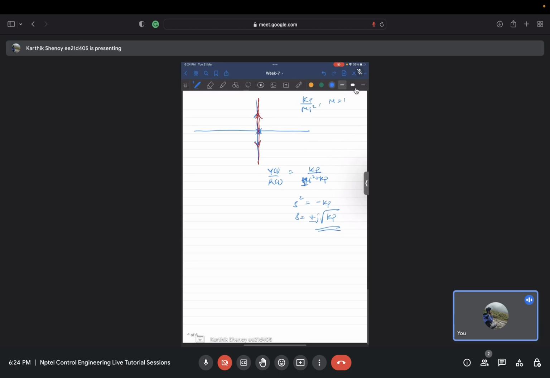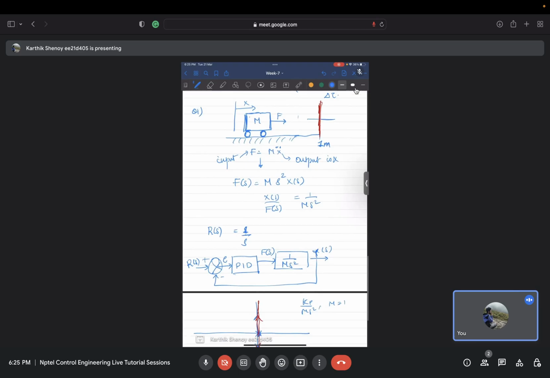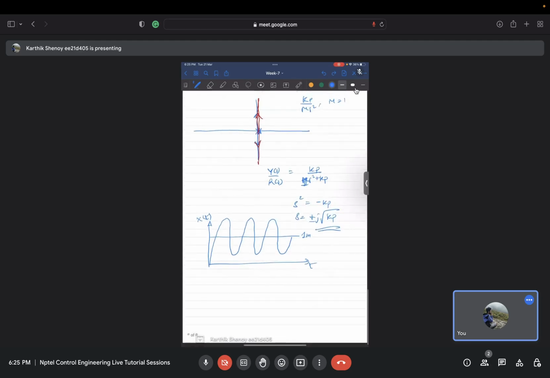So if I command it to a step input of 1 meter, x of t, what will I get? I will get something like this. It will keep oscillating, okay. That's not what we want basically, because it will keep going here, coming back, going here, coming back. That's what is going to happen. I'll show you the animation later on which I made.